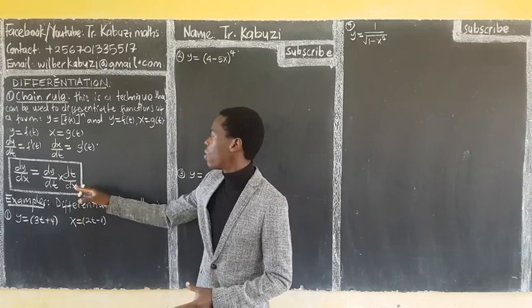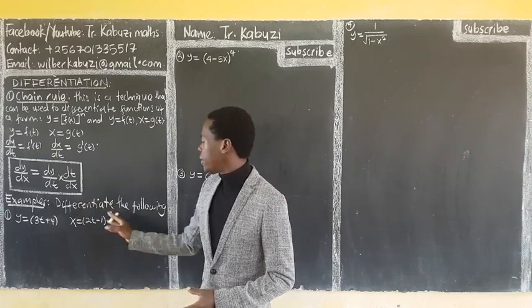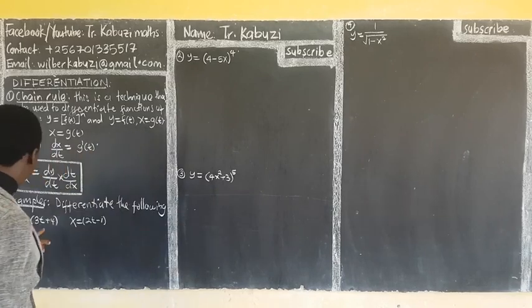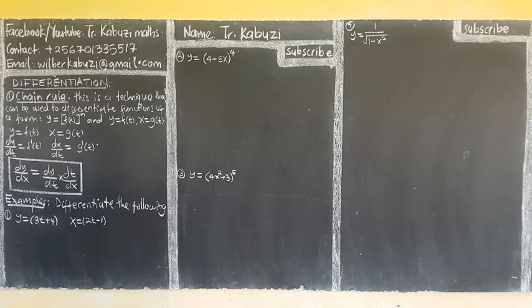So we quote this formula. Differentiate the following. They give you this and they give you this. What we are going to do is first differentiate y with respect to t and also x with respect to t. So differentiating y, dy/dt is going to be, when you differentiate 3t, you get 3. And differentiating 4, it's a constant, is 0. Also for this one, dx/dt is going to be, when you differentiate 2t, you get 2. When you differentiate 1, you get 0.